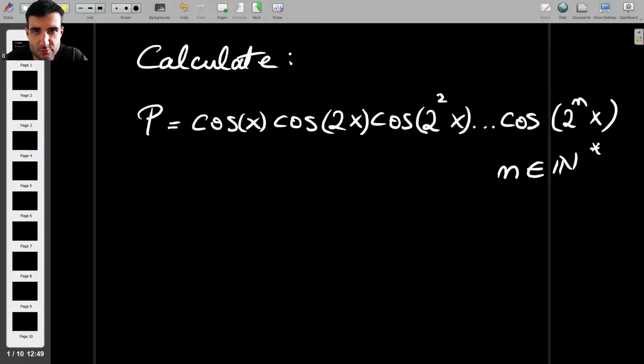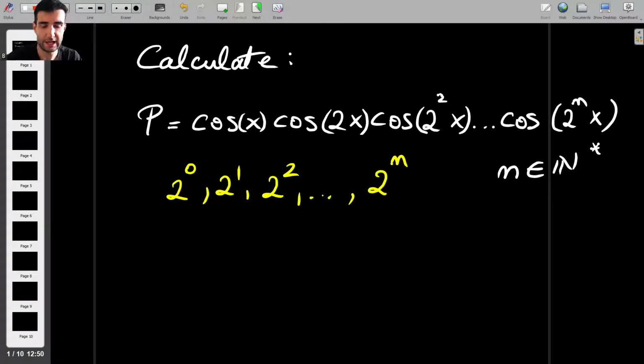So this product is essentially cosine of x, and then we have times cosine of 2x, and so on. So each term has another 2 multiplied in it, basically. So the arguments of each cosine are part of a geometric sequence, right? So we have basically the first one is 2 to the 0, then we have 2 to the 1, then 2 squared, all the way to 2 to the power n, okay?